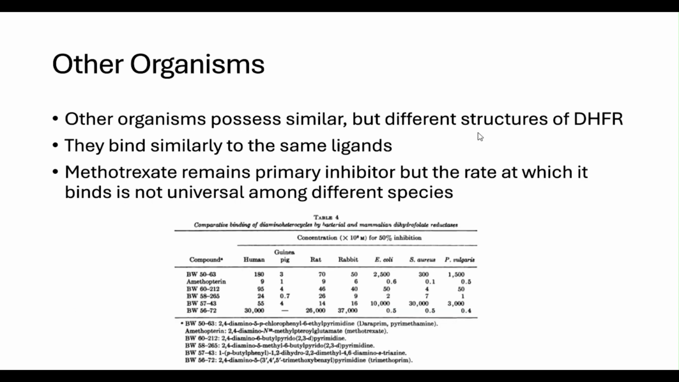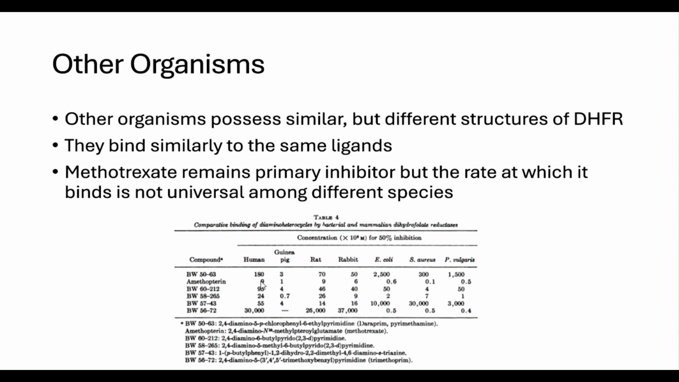Other organisms also have DHFR, and it functions very similarly in producing tetrahydrofolate for DNA replication, but it is a little different, and it can be seen through this chart. What this chart says is the concentration of inhibitors needed for 50% inhibition of tetrahydrofolate from forming. Here are your different inhibitors, and this one right here is methotrexate.